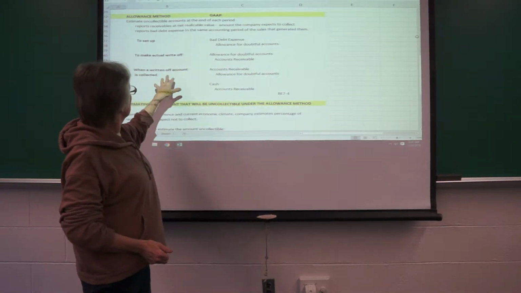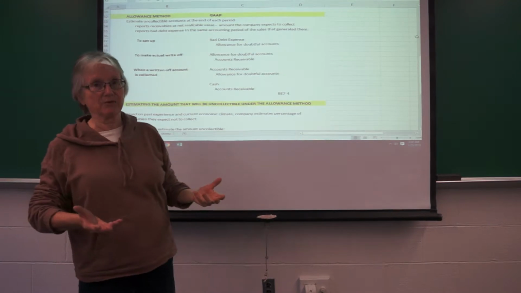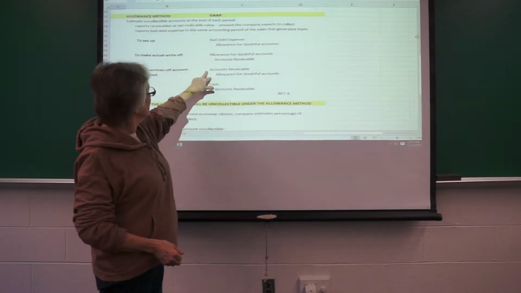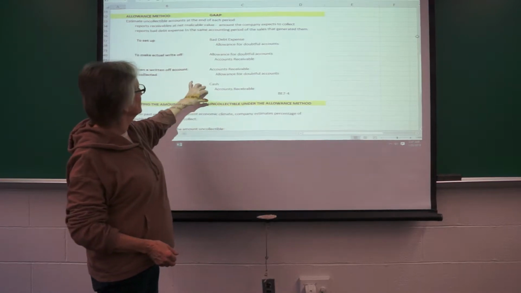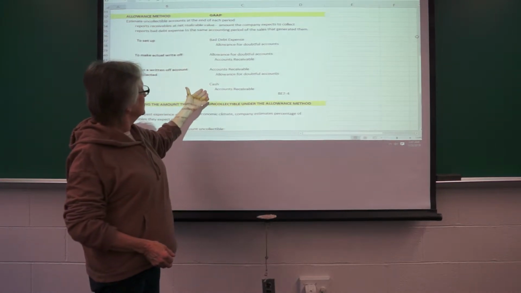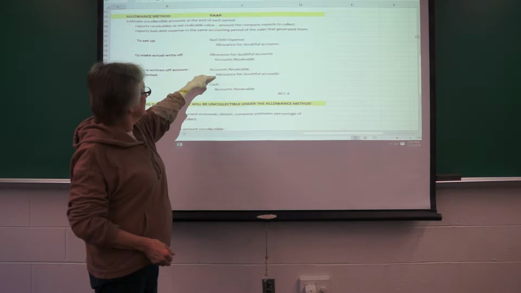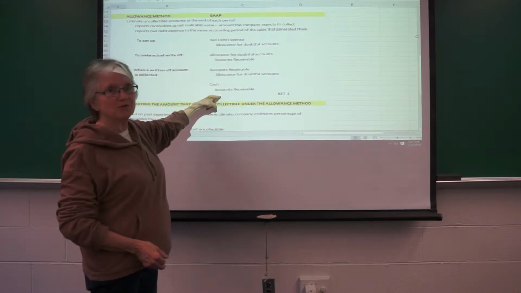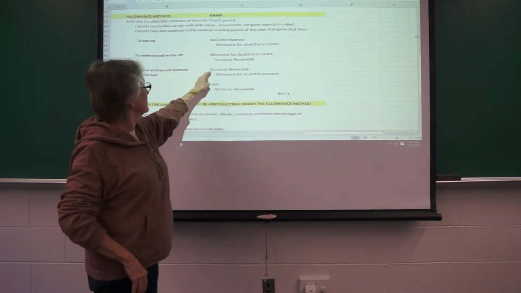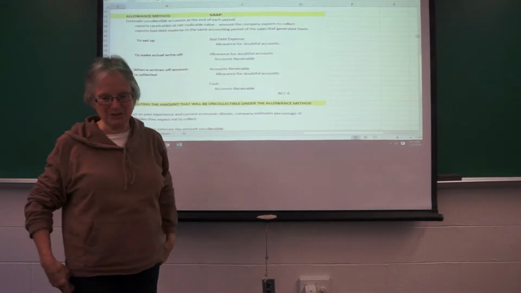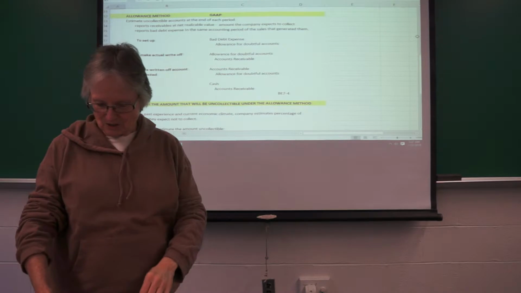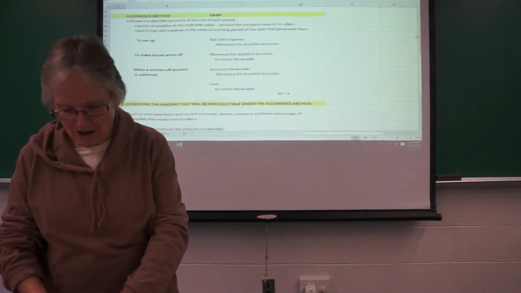And then if someone actually pays after you've written them off, you have to reinstate the account, put the receivable back, put that back in the allowance, and then you can record the cash. Otherwise, if you didn't do this part of it, you'd have cash, there's no receivable on the books because it was written off. So you have to put the receivable back on, the allowance back in, then record the receipt of the cash. Okay, so that's your allowance method.